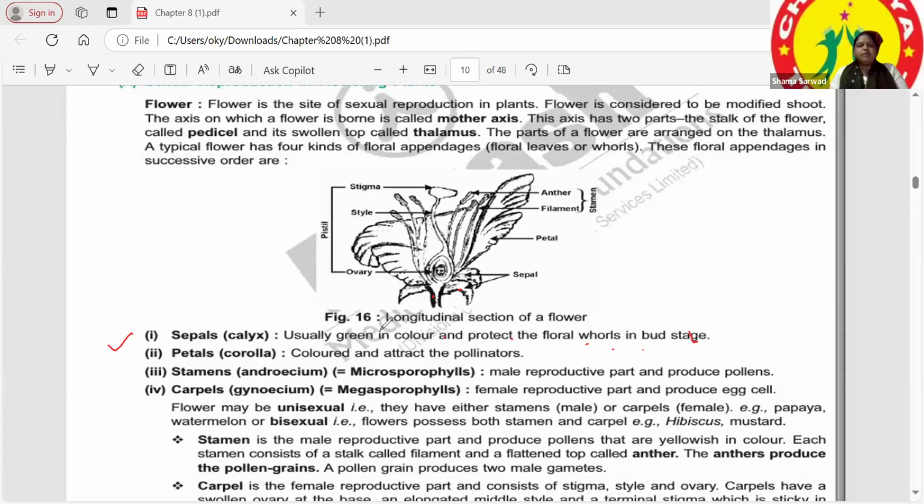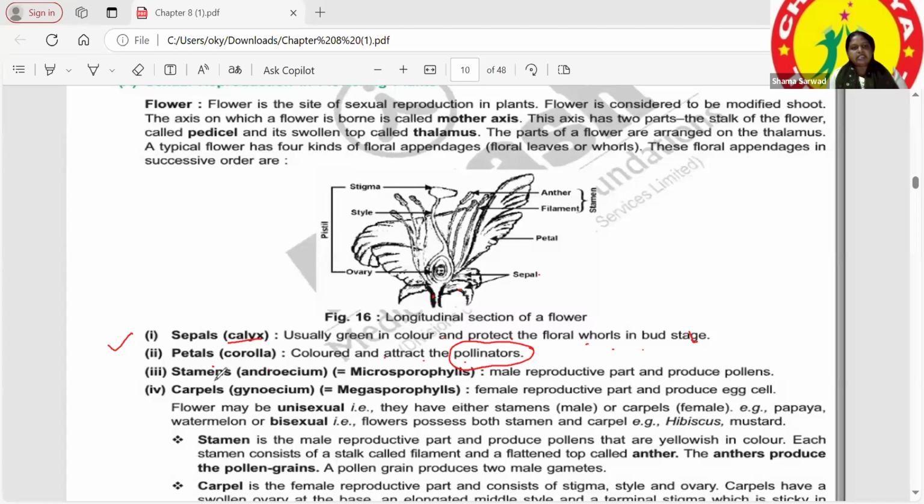Next one is the petals. Overall it is called sepals, but if you take a single leaf, it is called a calyx. Then the petals. Singularly we call them petals, but overall they are called the corolla. They are colored to attract the pollinators. Who are the pollinators? Bees, insects, birds, etc.